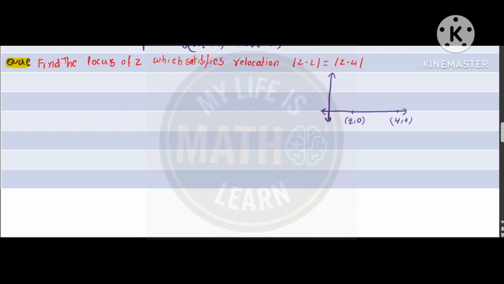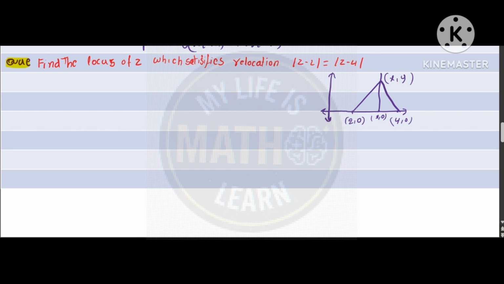Let's solve some questions here. Find the locus of z which satisfies mod of z minus 2 is equal to mod of z minus 4. It is a perpendicular bisector formula. So I will draw the diagram. 2, 0 and 4, 0 are two points on the x-axis, and the required point is on the bisector. So it is a line.